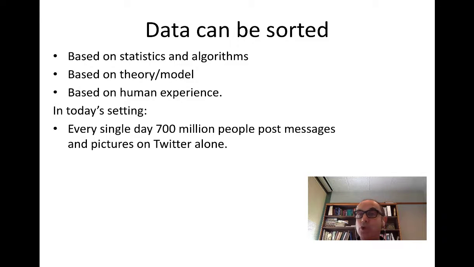So data can be sorted. What does it mean, sorted? We can sort it in a database. We can sort it based on analytics or statistics. We can sort the data based on a theory or a model, and also based on human experience. For example, a library sorts the data based on human experience, compared to Google, which has a model that sorts the data. Those are the things that we're going to see and experience.